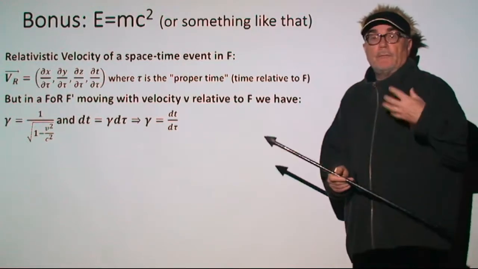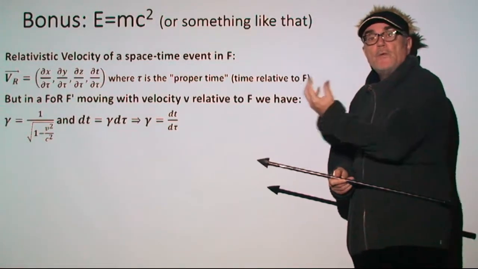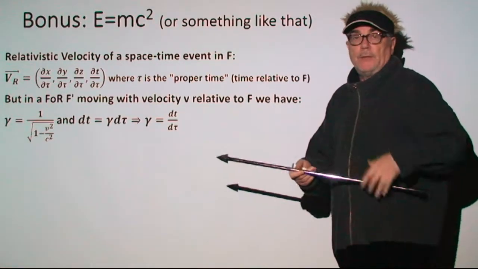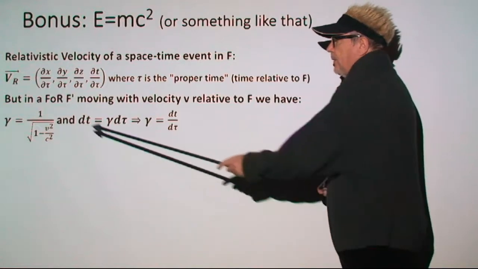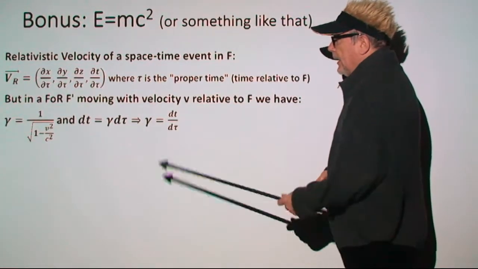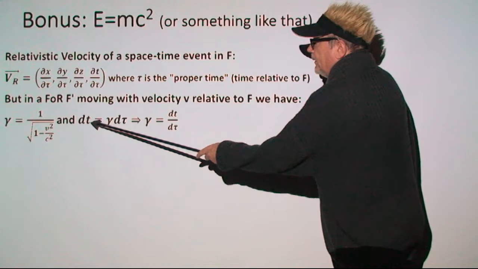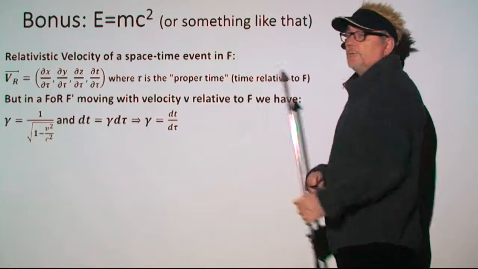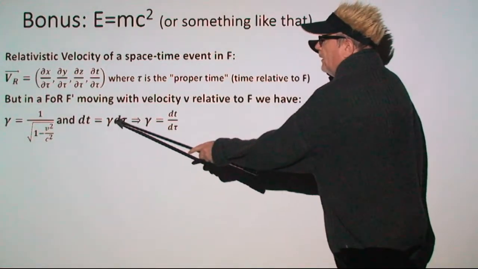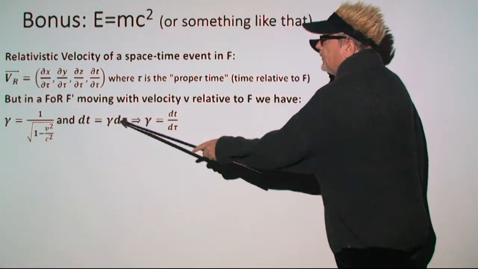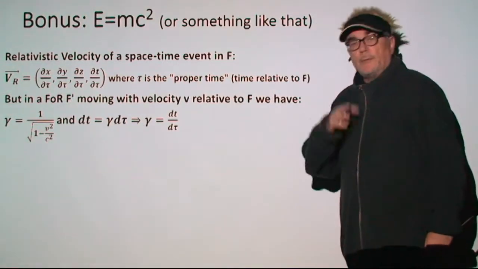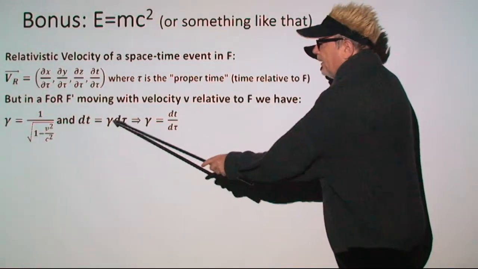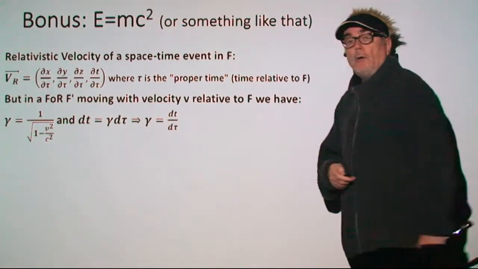Now, if we assume that we have a frame of reference F' moving from the frame of reference F, then according to special relativity rules, we have the Lorentz factor here, and from that we can see that the difference in time in the new frame of reference is equal to gamma times the difference in time in the initial frame of reference. You remember? That was something we derived in the previous video. Therefore, we can say that gamma is equal to dt over d tau.